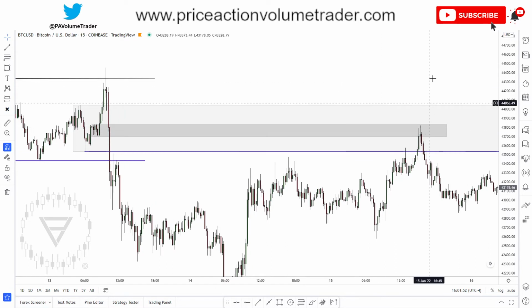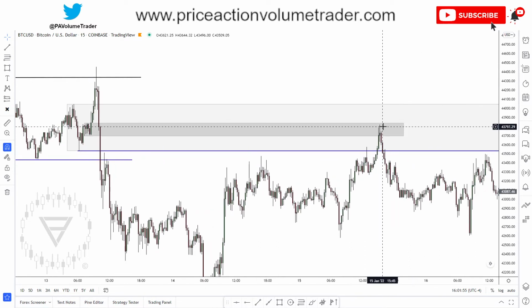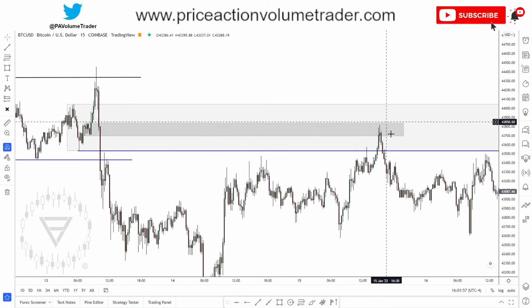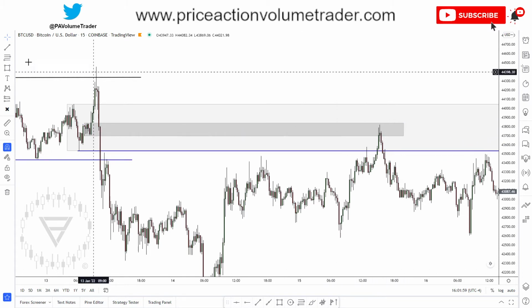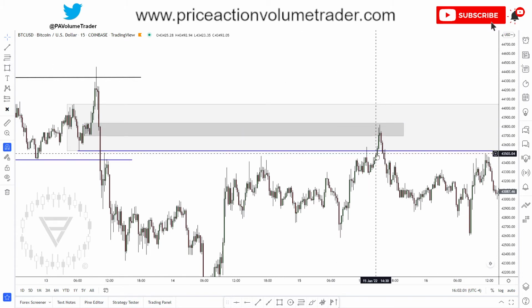So you can see how if we go into the 15-minute time frame, then you could have even refined your entry further. And then instead of entering down here, you could have entered a little bit higher up with a much tighter stop loss.